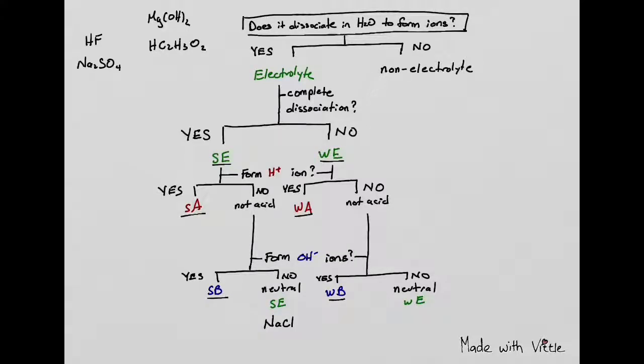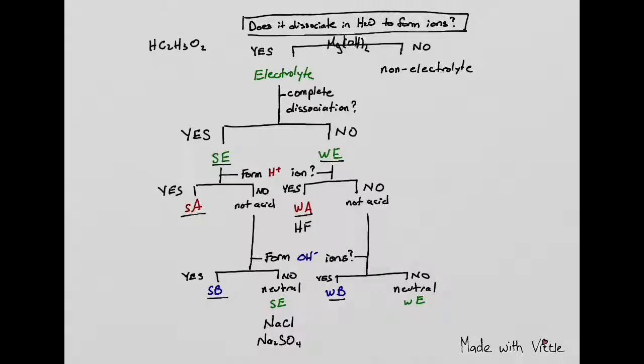Next up is hydrogen fluoride. It dissociates, so it's an electrolyte. It does not dissociate completely, so it is a weak electrolyte. It does form H+ ions, so it is a weak acid. Then we have sodium sulfate. It does dissociate in water, so it is an electrolyte. It dissociates completely because it has a group 1A cation that has no exceptions. Therefore, it is a strong electrolyte. It does not form any H+ ions, so it is not an acid. It does not form any OH- ions, therefore it is a neutral compound that's considered a strong electrolyte.